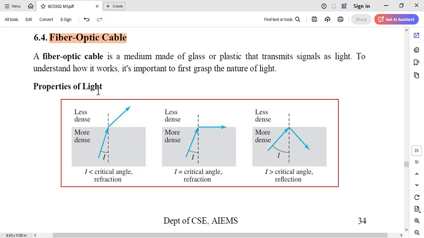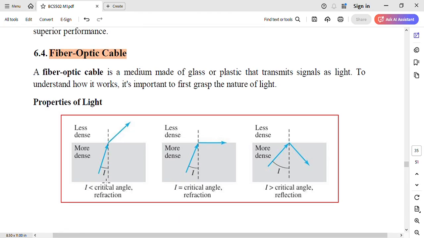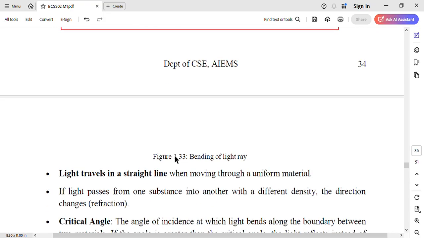To understand how it works, it is important to first grasp the nature of light. So here some of the properties of light are present. Whenever it is refracting, we have the critical angle: I is less than the critical angle, I equal to the critical angle, and I is greater than the critical angle. So less dense, and then more dense. So these are the properties of light.